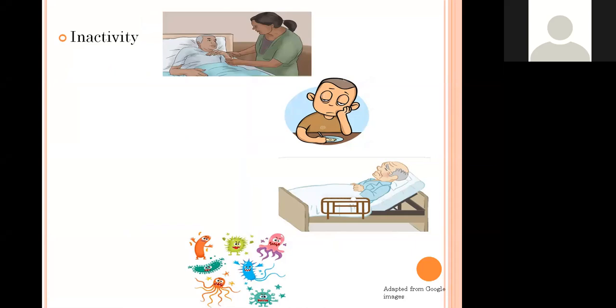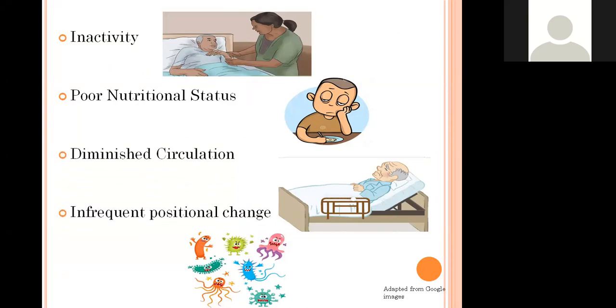Okay. So inactivity is also one of the causes of pressure sore. And then poor nutritional status, that is protein and vitamin deficiencies, diminished circulation or infrequent positional changes, and even acute infection, in which the skin may become weaker or more prone to infection.